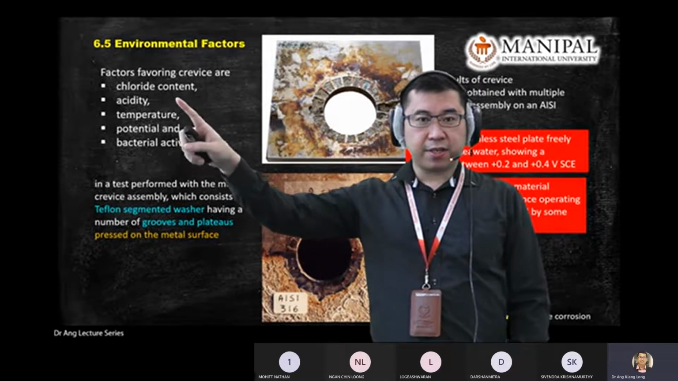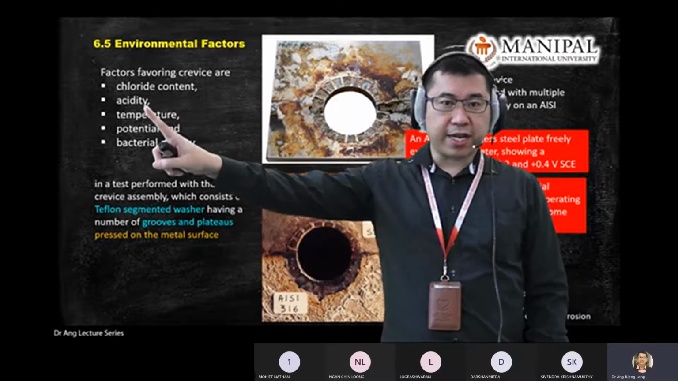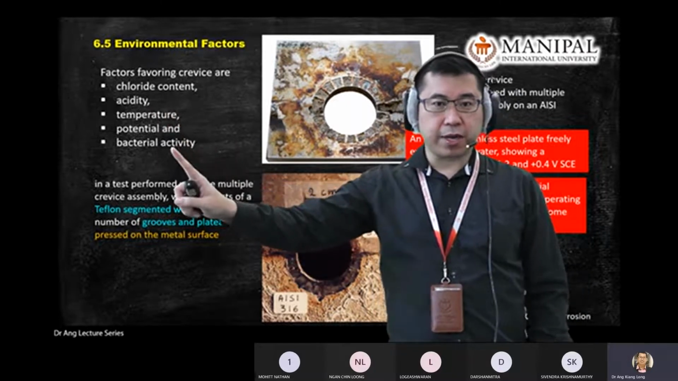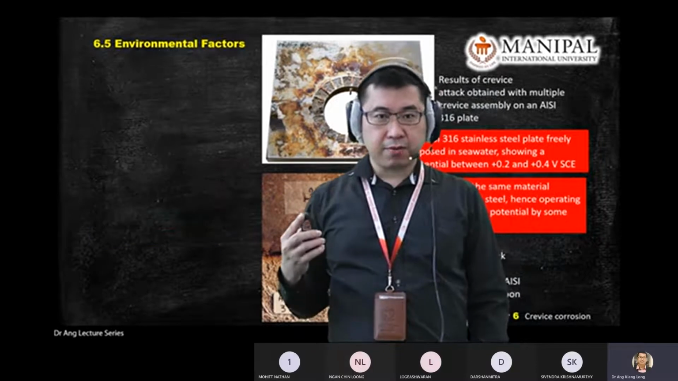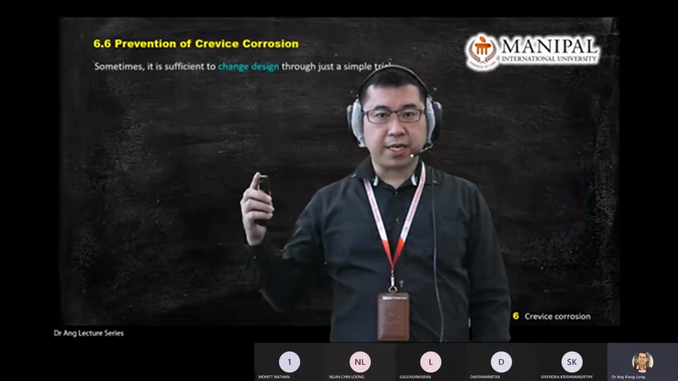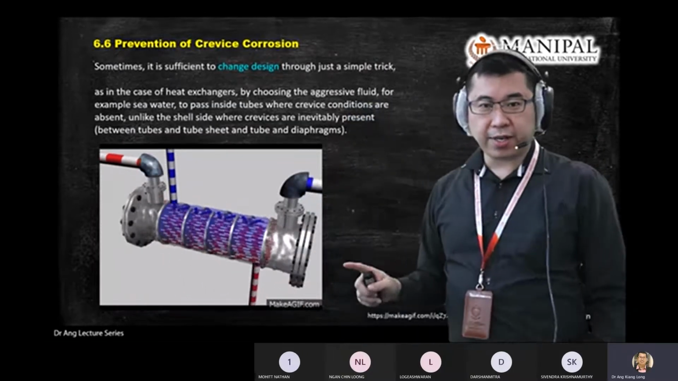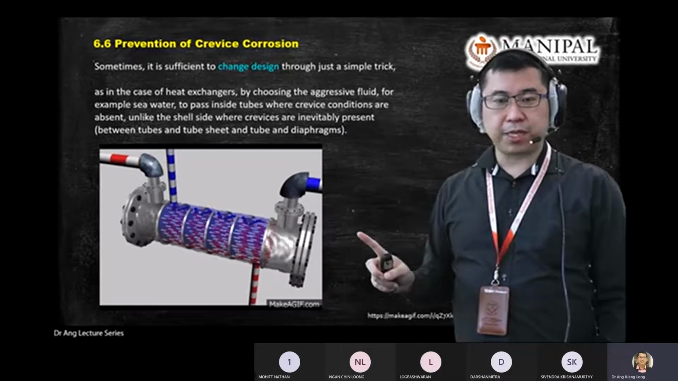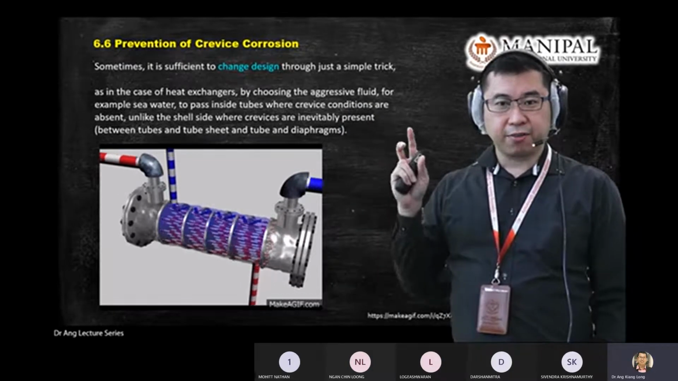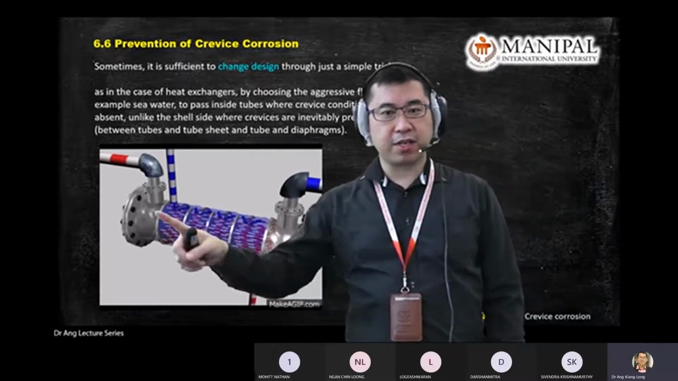The 5 factors that trigger the crevice: correct content, acidity, temperature, potential, and bacterial activity. What do we mean by design? How do you prevent it by design? Meaning, when you design, you look for the areas that have the possibility of being exposed to those 5 elements. You reduce the exposure in your design.